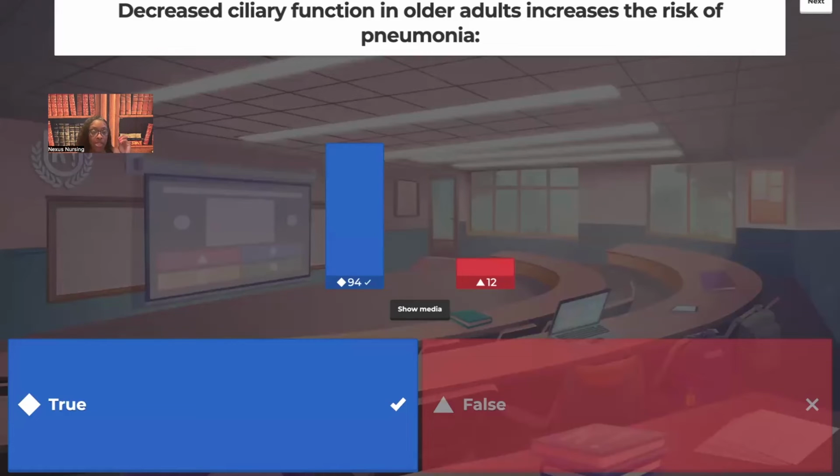So if the ciliary function is declining, that means mucus, foreign matter, anything that shouldn't be there is just sitting there. And what happens? Bacteria starts to grow and boom, infection sets in and the patient's got pneumonia before you know it. Right? So with decreased ciliary function, you're going to have decreased mucus clearance and an increased risk of pneumonia.